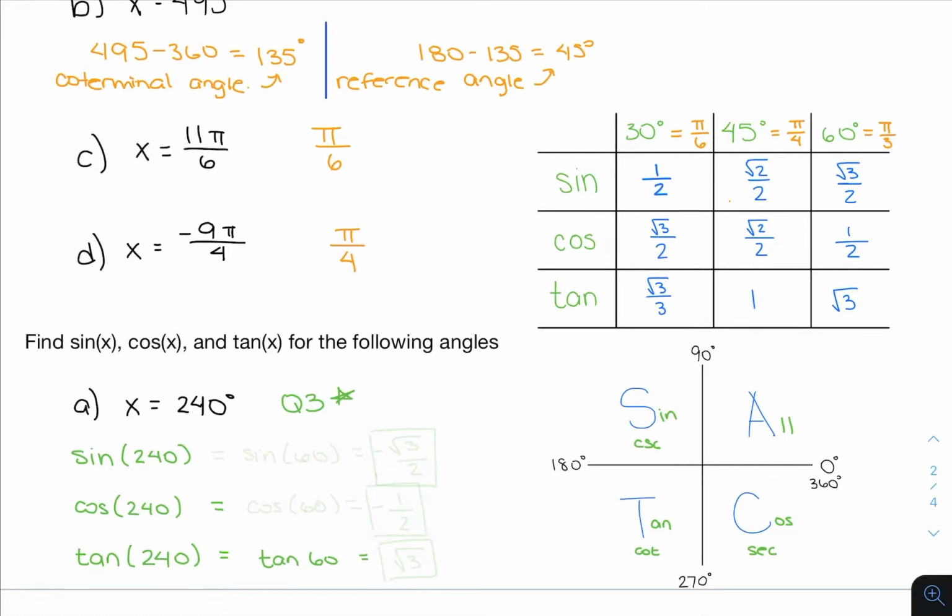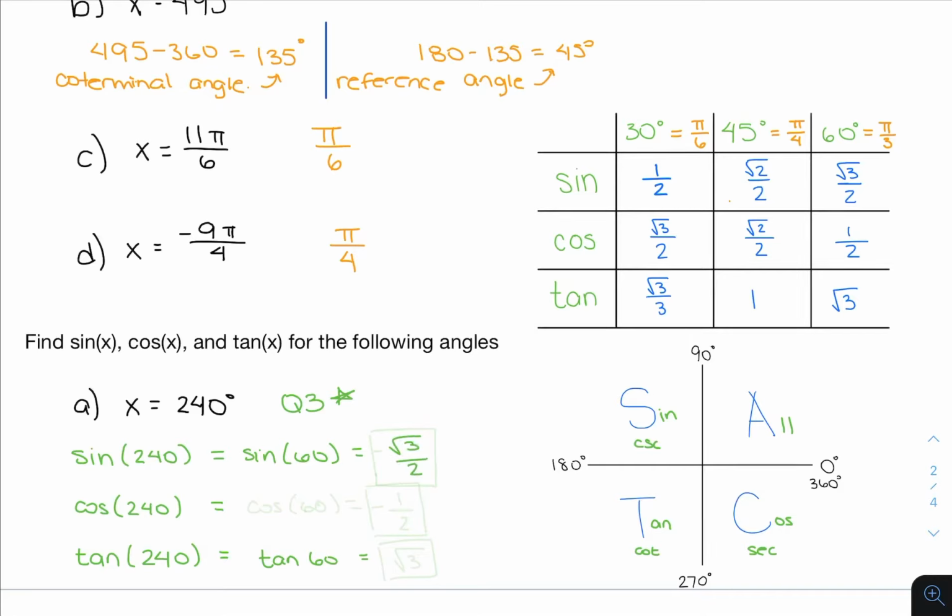So if we wanted to find sine, cosine, and tangent of 240 degrees, one way of doing it would be to find the reference angle. From before, we know that the reference angle of 240 is 60. So sine of 240 is equivalent to the sine of 60. And from here, we can use our table to figure out what sine of 60 is. Sine of 60 from our table is radical 3 over 2. So this is the square root of 3 over 2.